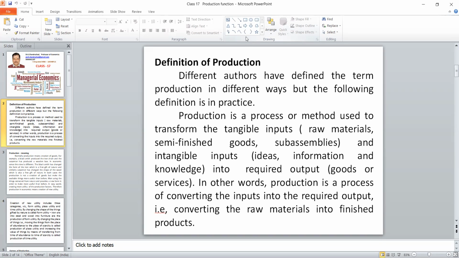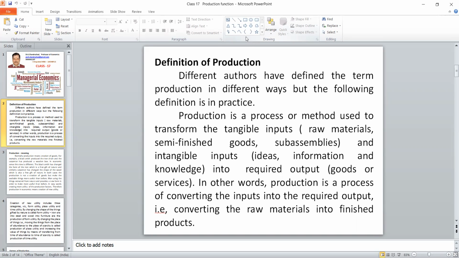Shall we start? There are many definitions available for the term production. Different authors have defined that particular term in different ways. The following definition suits well. The definition goes like this: production is a process or method used to transform the tangible inputs. Here the tangible input means raw material, semi-finished goods and sub-assemblies. The tangible input and the intangible input, ideas, information, knowledge, it is intangible because it is qualitative, into the required output.